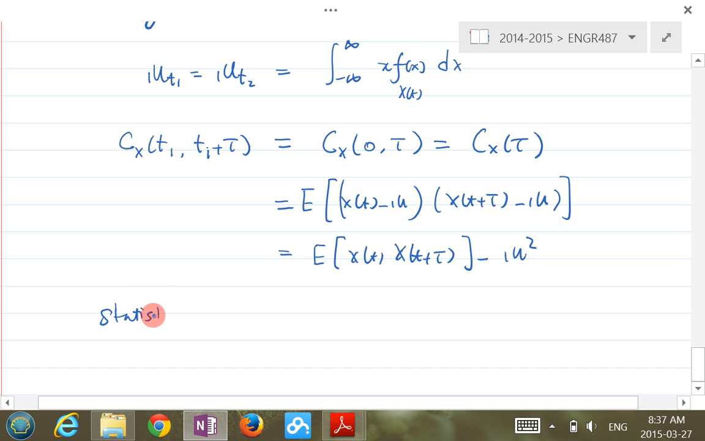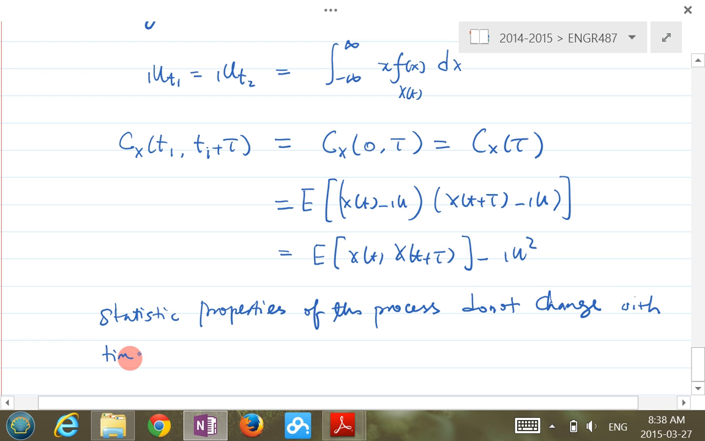the statistical properties of the process do not change with time. That's a stationary stochastic process.